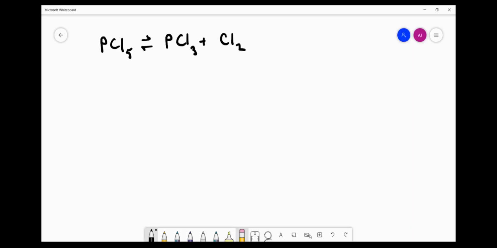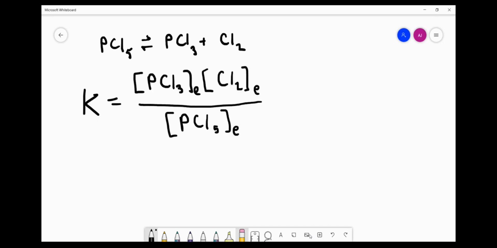To start off with equilibrium problems, we look at the balanced chemical equation. Always check to make sure it's balanced because that will definitely have an impact on the equilibrium law. So here's our equation. Next up, it's always a good idea to write out the equilibrium law to remind yourself of what we're trying to find. Here's the equilibrium expression for this chemical system.